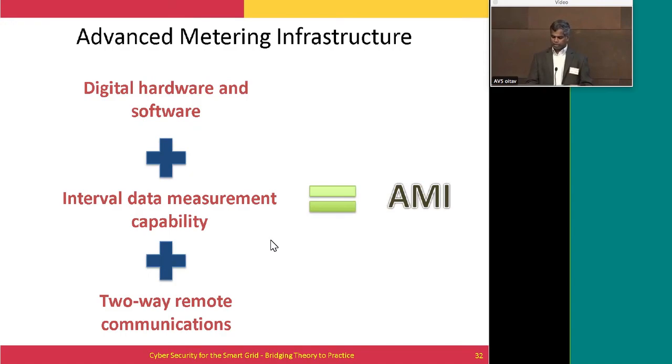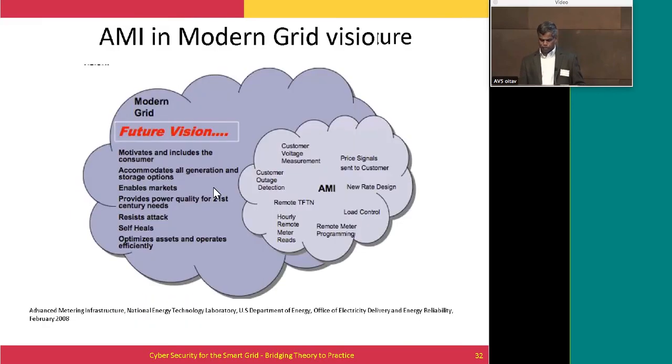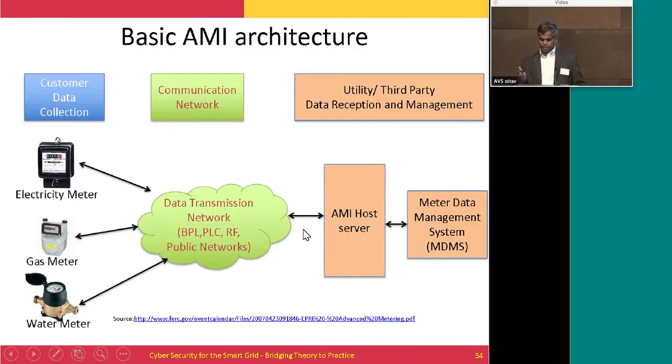So the point here is the AMI is a two-way remote communication between consumer home or business and utility, with regular interval measurements taken, and similarly the price signals can be pushed from utility to consumer. So it fits nicely into the smart grid vision: reducing the cost, customer outage management, load control, and the user has flexibility and things like that.